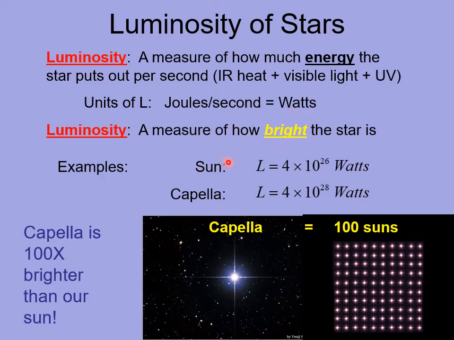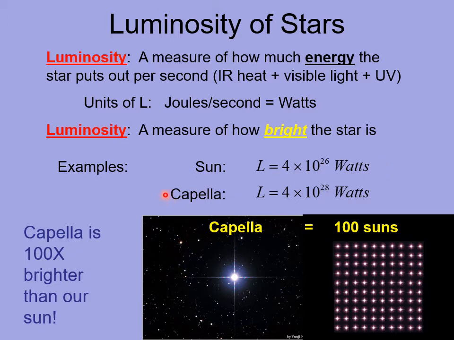For example, our sun has a luminosity of 4 times 10 to the 26th power watts. So think about, if you go to the hardware store and buy a light bulb. If you want a really bright light bulb for your room or garage or something like that, you might choose a 100-watt light bulb. That's very bright. Well, our sun is a 4 times 10 to the 26th power watt light bulb. So this is a 4 with 26 zeros after it. All right, so needless to say, our sun is extremely powerful and produces a lot of energy.